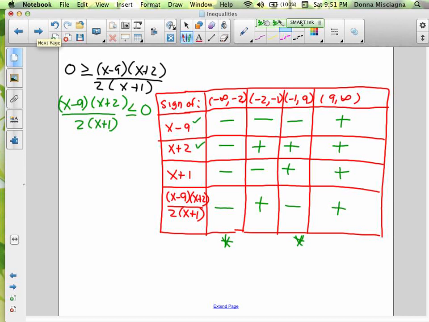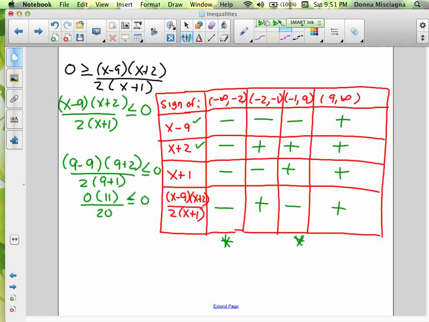This one is fine, right? I can plug in 9, and let's do that. If I have 9 minus 9 times 9 plus 2 divided by 2 times 9 plus 1, that's going to be 0 times 11 divided by 20, that's 0. And that's okay.